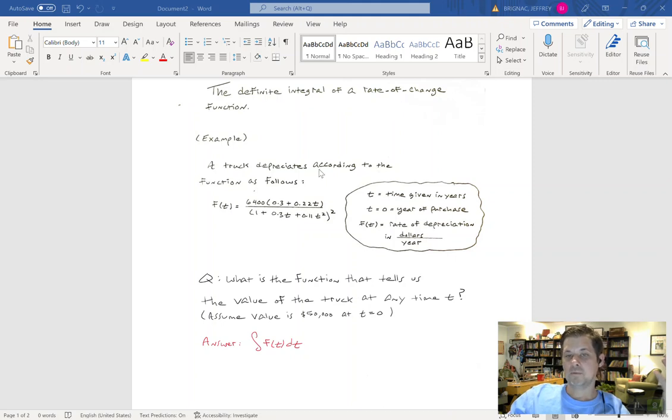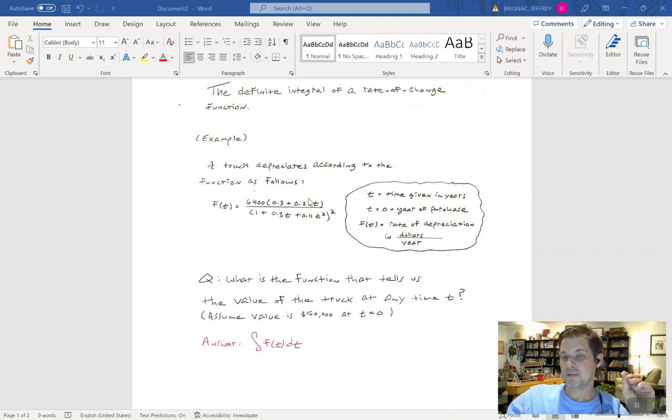Okay, so I want to use this example where we have a function right here that measures how fast the value of a truck is depreciating. Okay, so let's say that's what this function does. Who got that function? How they got it? Whatever mathematical modeling was done, we don't know. That's not revealed. But this function measures the rate of depreciation of a truck in dollars per year.